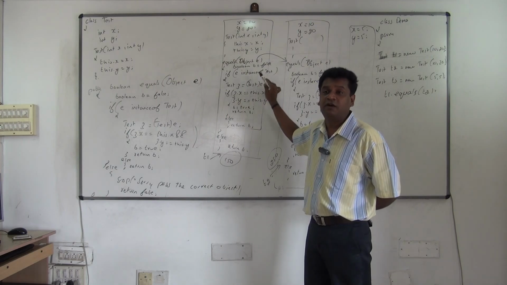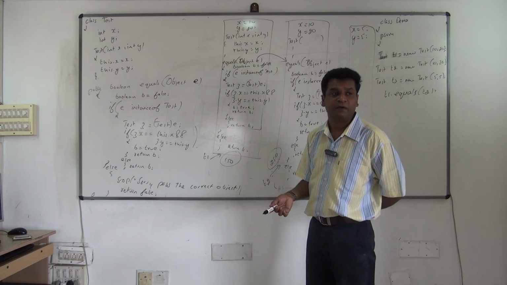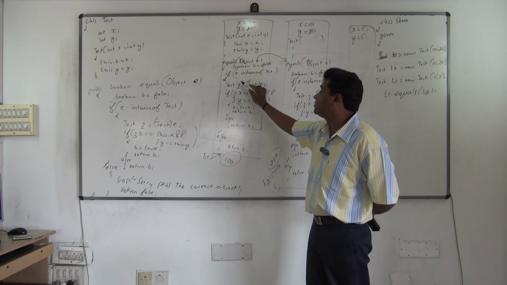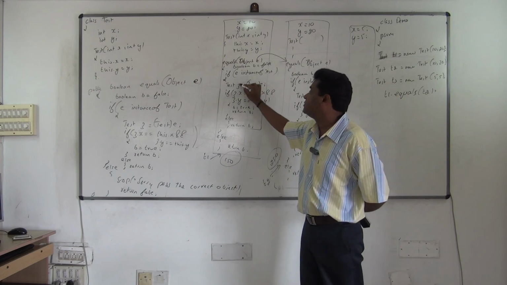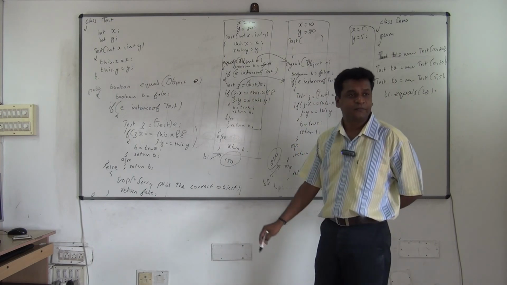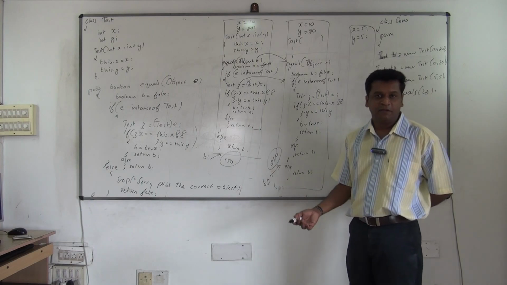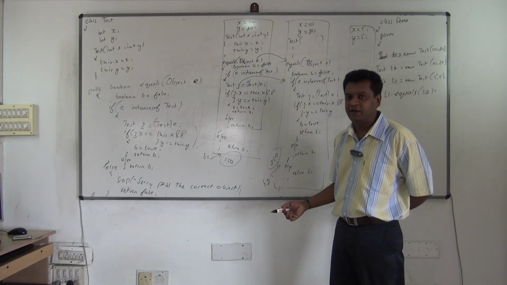But before typecasting, I'll not blindly typecast. I'll check whether it's of type Test. If it is of type Test, then I'll typecast. Now what happens? This Z variable is referring to the same object now. Typecasting, Z variable also will refer to the same object.